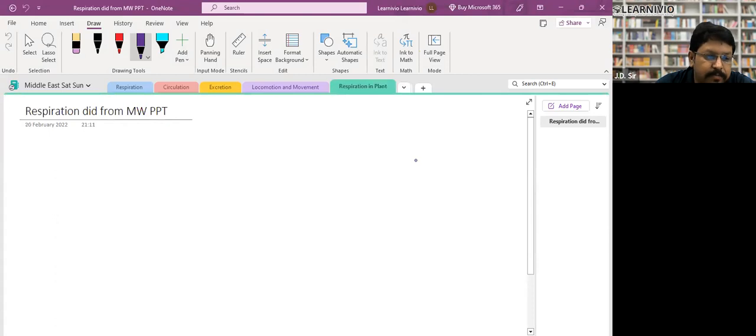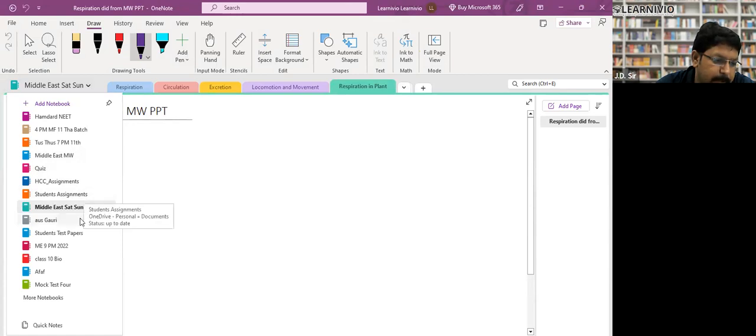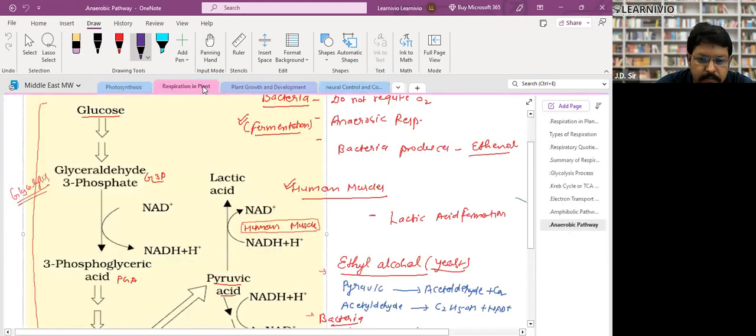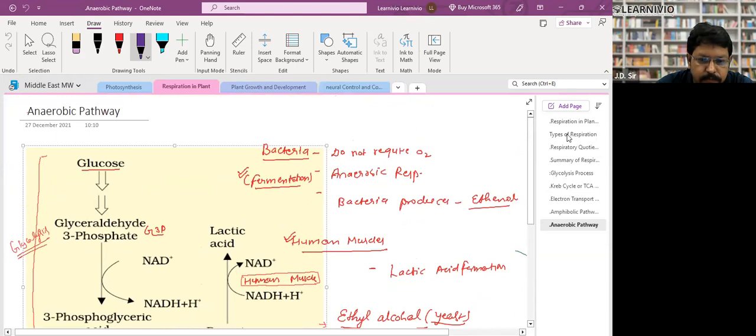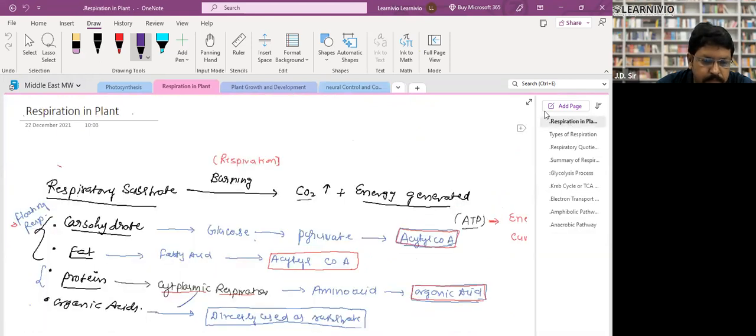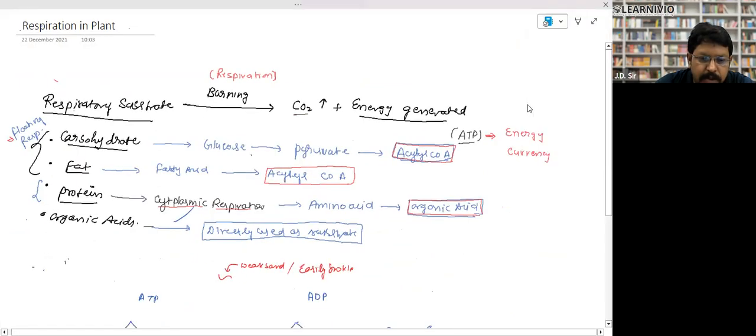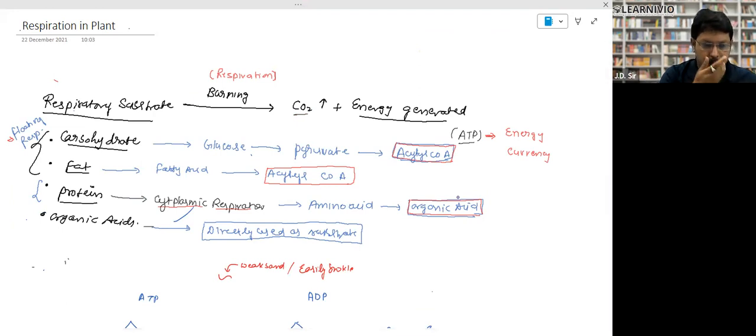That is respiration in plants. The next chapter, plant physiology, is also rich with information, so here also we have to focus more. Look, what is the respiratory substrate?